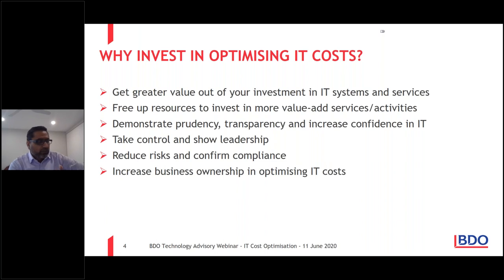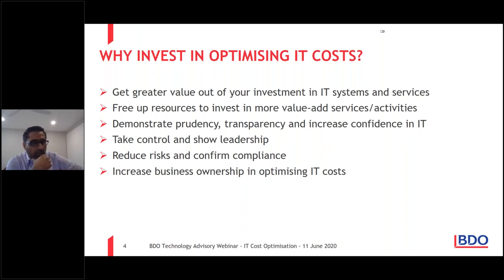So why invest in IT cost optimization? The first one is around the greater value out of your investment, both in your IT systems and services. The second part is around freeing up resources to invest in activities which are more value-adding. So when we talk about optimization, it's around not only taking cost out, but also investing in the right places. If the resources are doing day-to-day manual activities or working on collating data, comparing spreadsheets, some of those things, if you take that out, the teams can focus on more value-adding activity. And that is a big part of what we would want to discuss today.